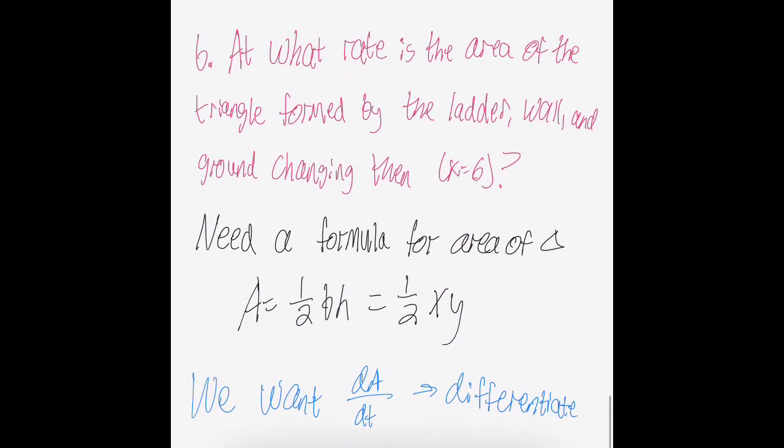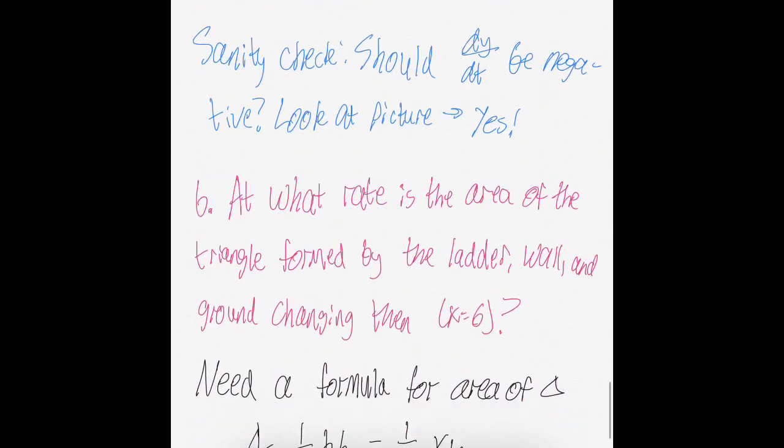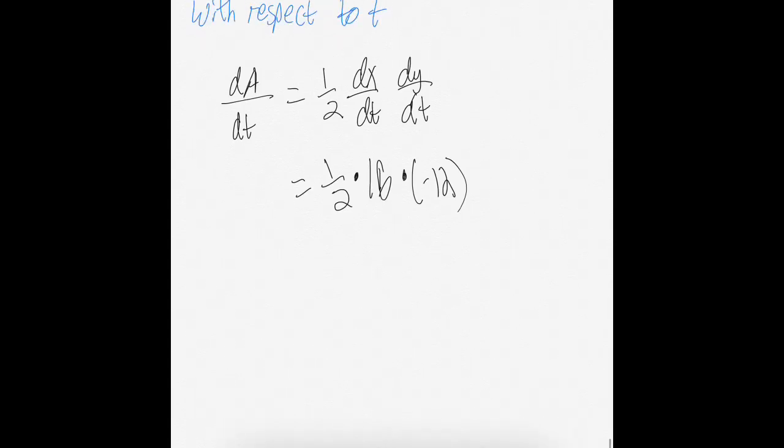Okay, well, we know these two values. dx/dt, that's the one that was given to us as 16. And dy/dt, we just found that was -12. So I believe that this is how the area is changing at this particular time. And let's see, that comes out to -96. I suppose I should put units, feet squared per second.